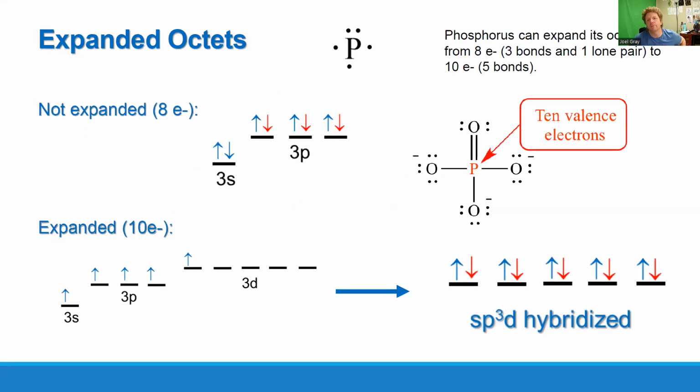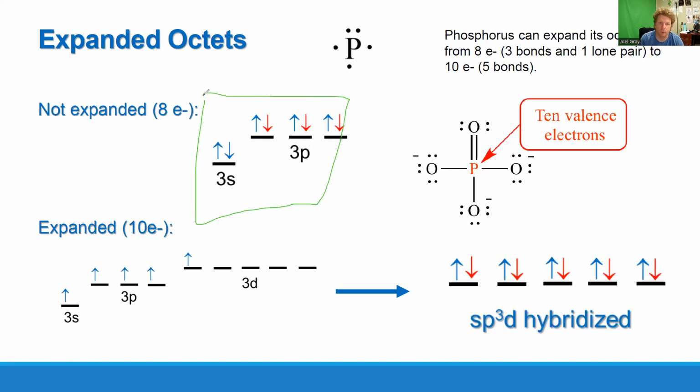Now, like I said, there are some atoms that can have more than 8 electrons. And the way that they do that is by taking the places that they have their valence electrons. If we take phosphorus, for instance, phosphorus will have a total of 5 valence electrons. It's going to have an electron configuration with 2 electrons in the 3s orbital and 3 electrons in the 3p orbital, which is depicted at the top of the screen here.